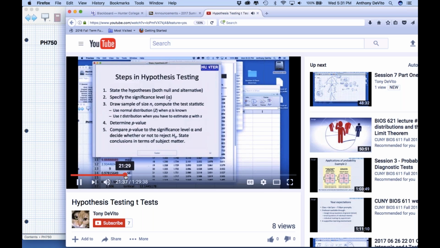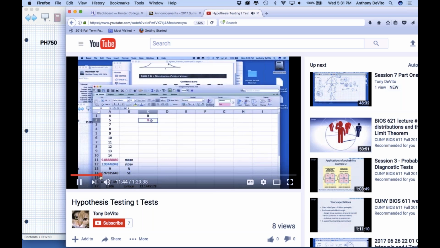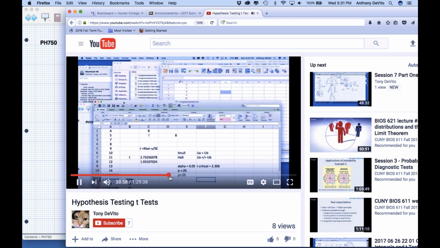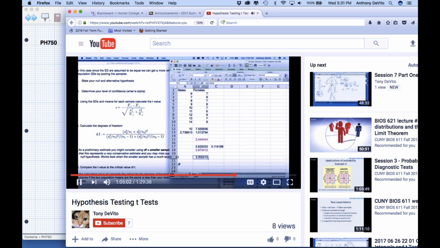So in the beginning we talk about a single sample t-test, where we're just comparing the mean against a single known number for the other population mean. Then we go into two sample t-tests where the standard deviation of the two groups is the same, and then two sample t-tests where the standard deviations of the samples are different. And we do it in a number of different ways. Here we are doing it in Excel, and then we repeated the same problem using SPSS.